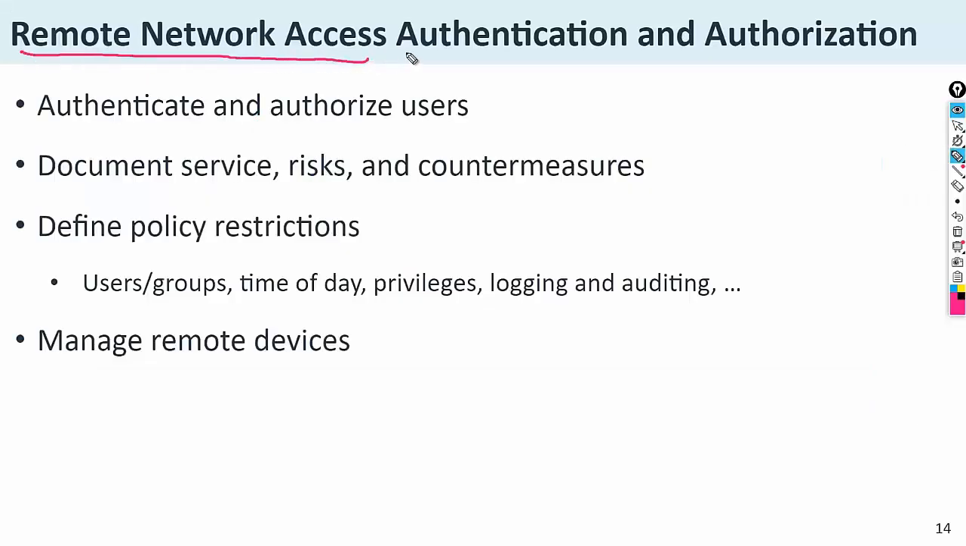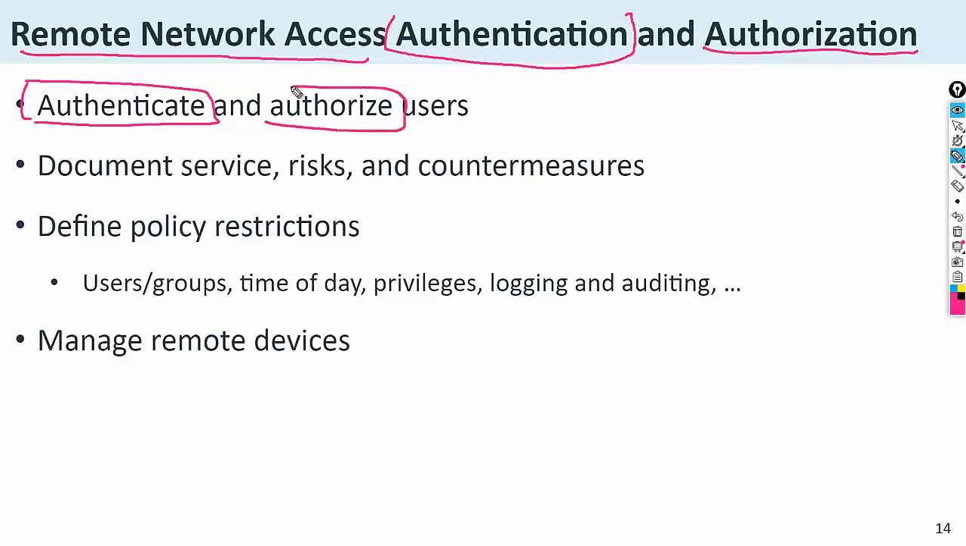Remote network access requires authentication and authorization. So what is authentication? Authentication means you have to provide your identity, meaning your username and password. After you are authenticated, you will be authorized for what to access, or what resources you can access inside an organization. It is called authorization, meaning authorized for what?